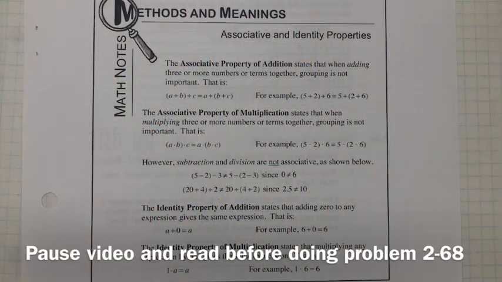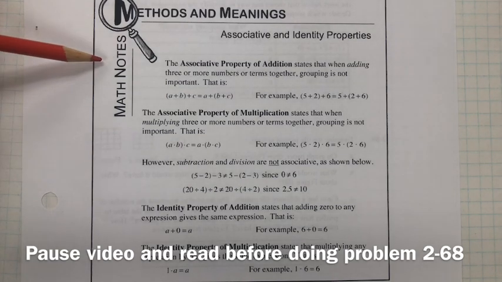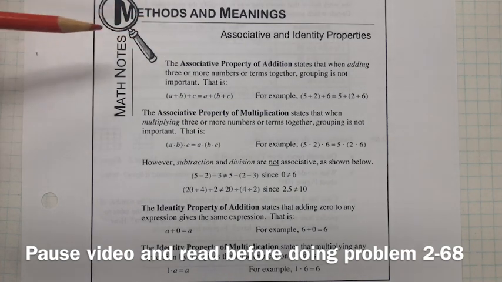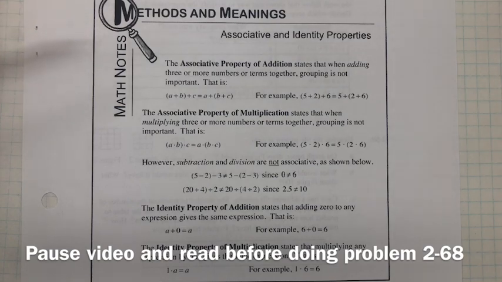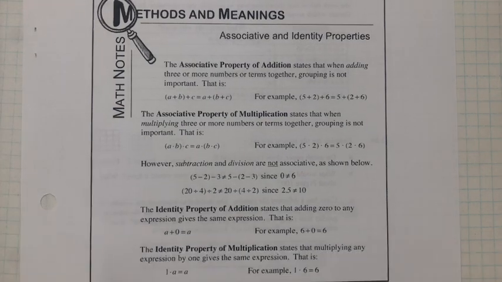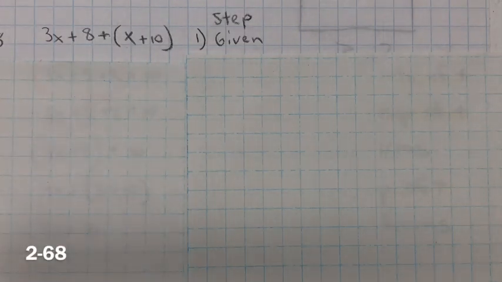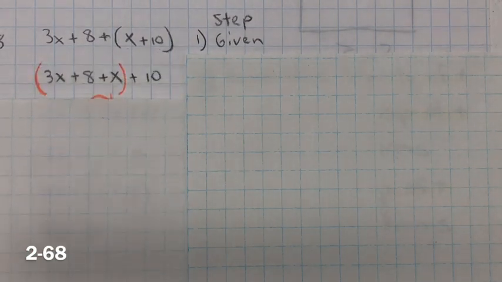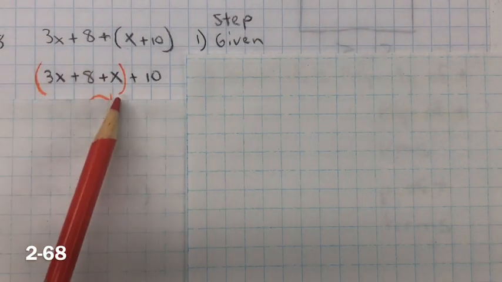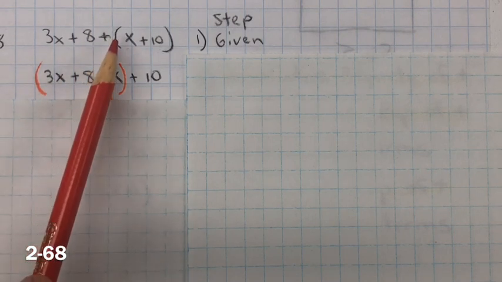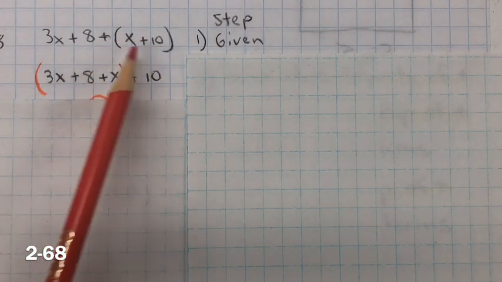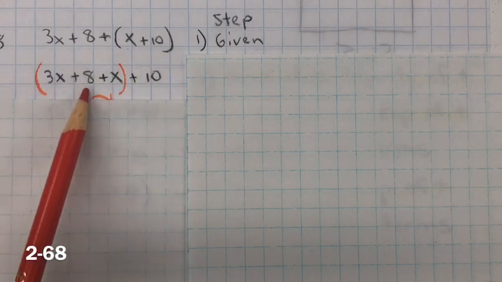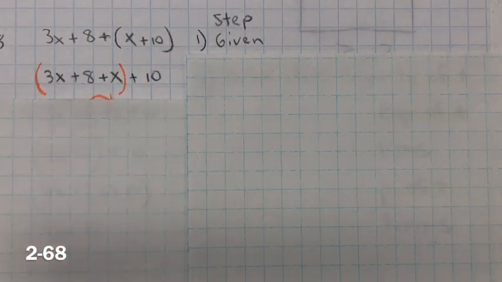Problem 268. Pause the video and read the Meanings and Methods math notes for associative and identity properties. Problem 268. Here's the given expression. Next, the grouping has changed, the parentheses. So the terms x and 10 were grouped. Now 3x plus 8 plus x is grouped.